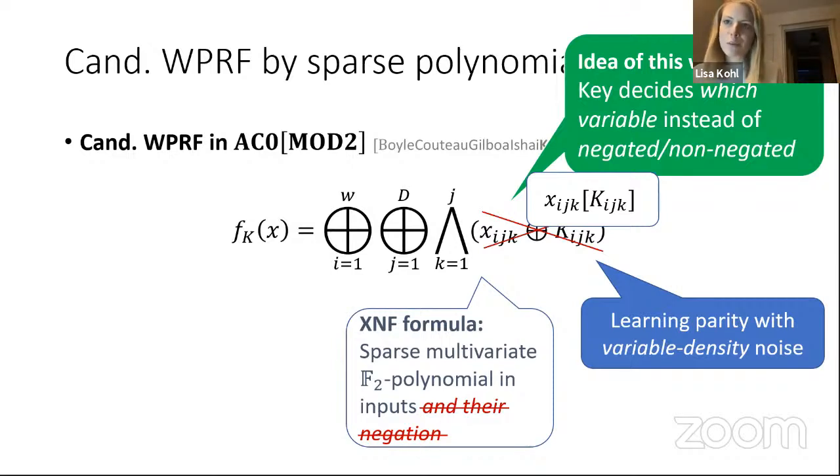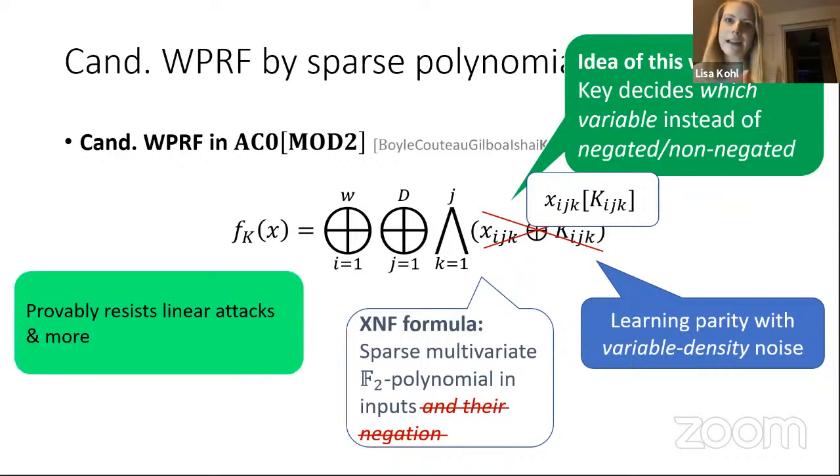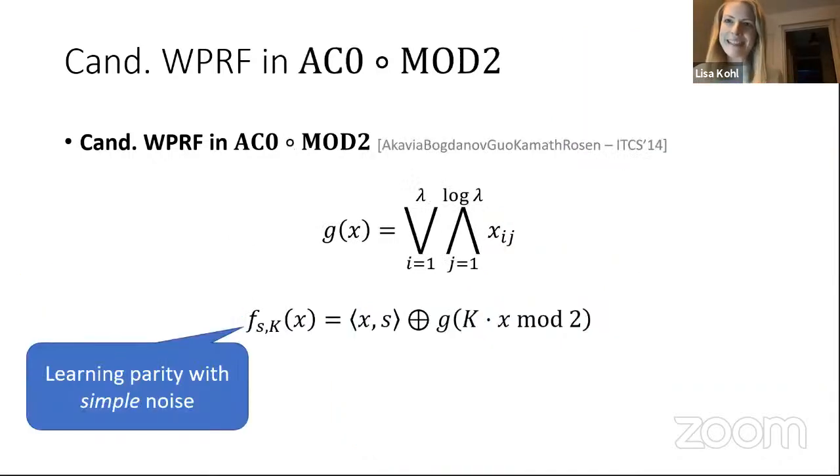It turns out choosing between two variables is not enough. That's the first thing you might try. The hard part is actually to prove that this resists so-called linear attacks, which is a large class of attacks. So we can provably rule them out. We can also rule out more attacks, but please see the paper for more details.